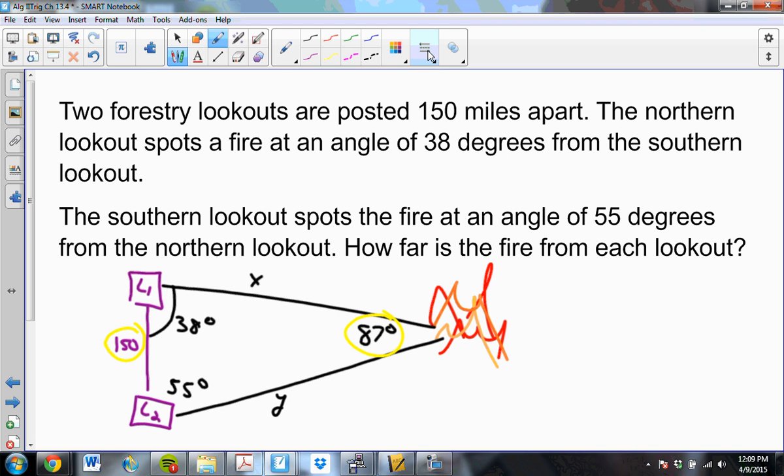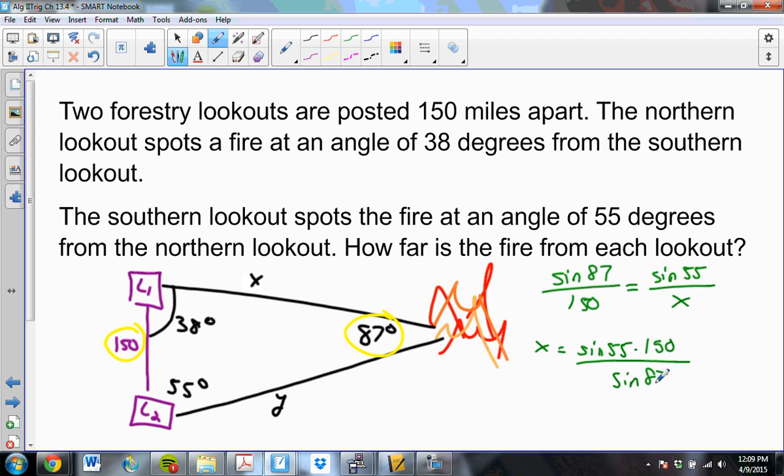If I do sine 87 over 150, and set that equal to sine 55 over x, well, I do my cross multiplying and dividing, and I'll know that x equals sine of 55 times 150 divided by the sine of 87.